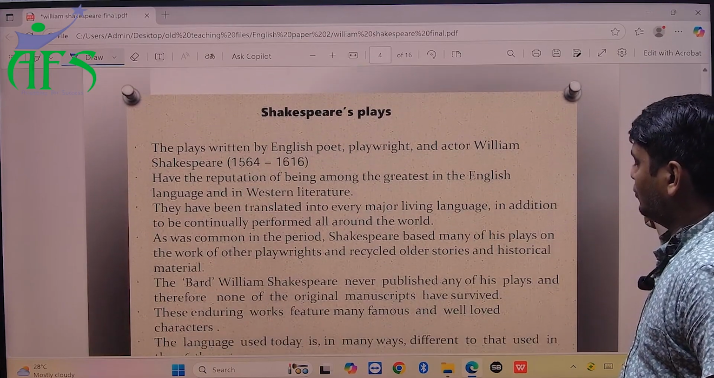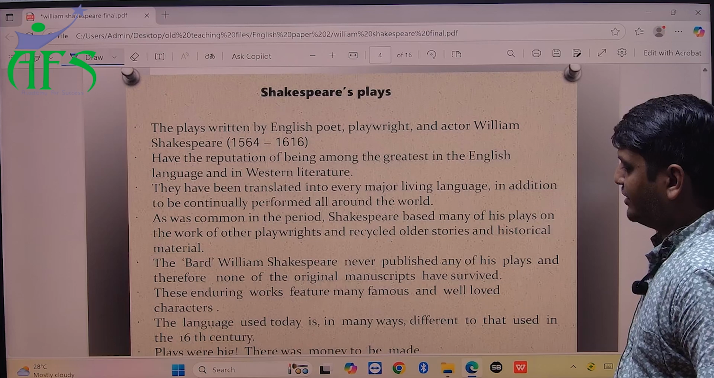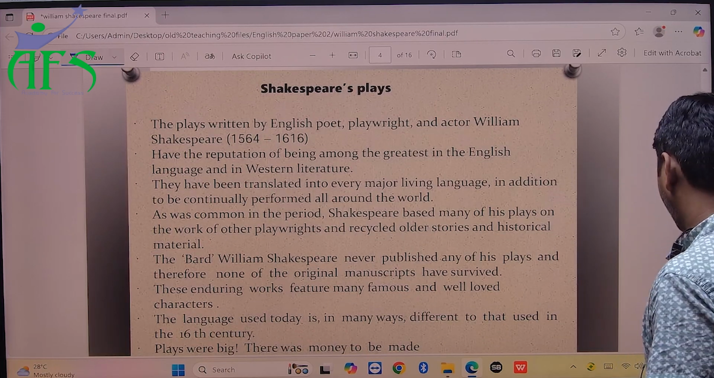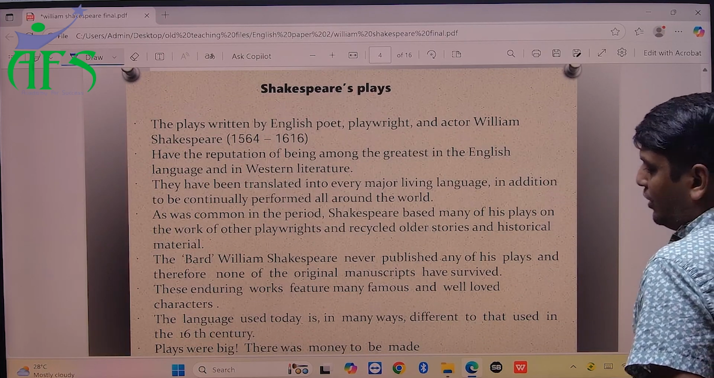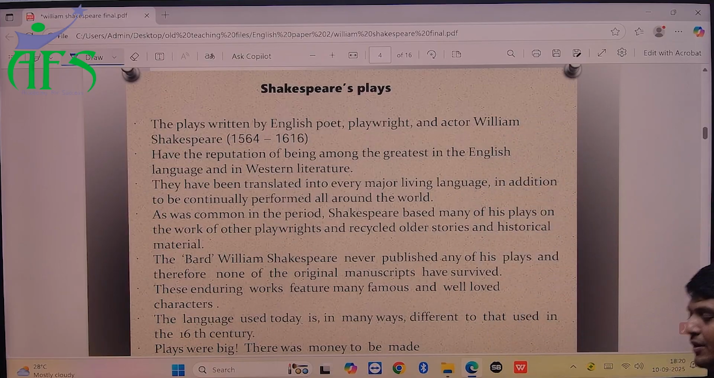Yeah, so the next thing I would like to present in front of you is Shakespeare's plays. So our motive of today's lecture is to talk about William Shakespeare's plays and the language which he has used in his work, the things which he has depicted through his works. So the first part we have cleared, that is, we talked about William Shakespeare's life.